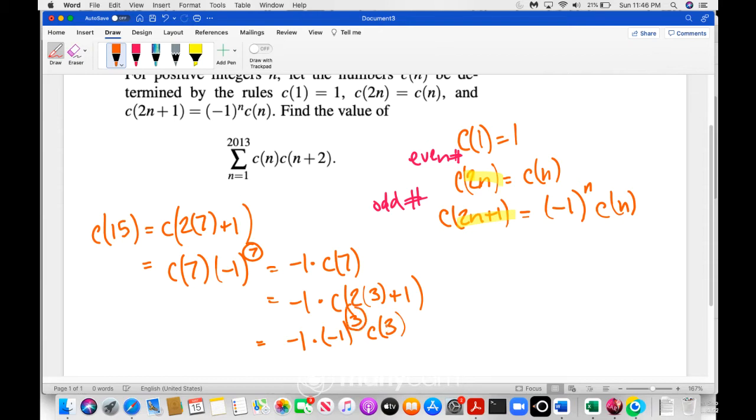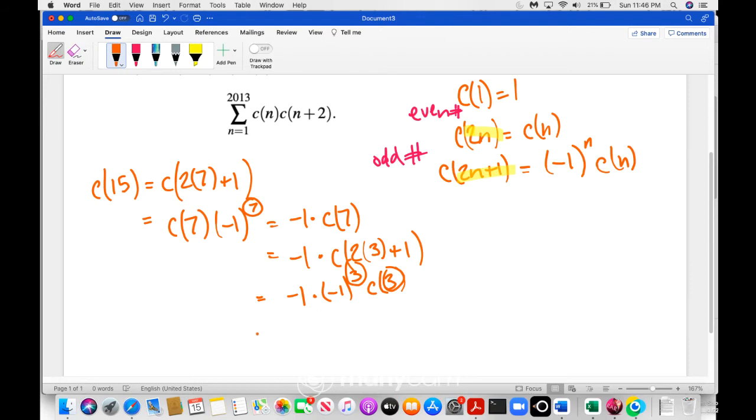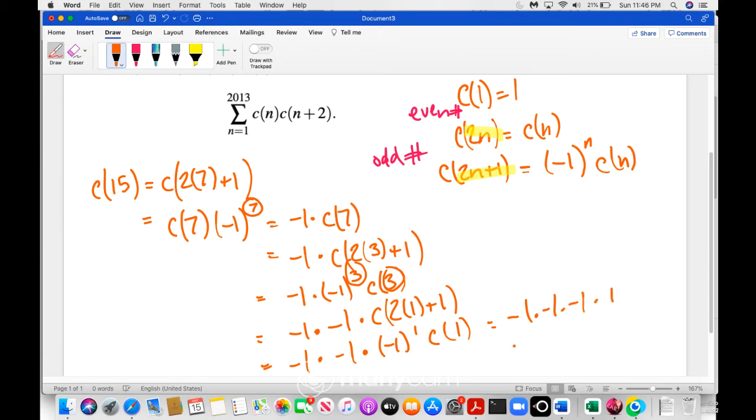Notice that these match up. The 3 matches up with that 3. And negative 1 is again to an odd power, so this is negative 1 times negative 1 times c of 3, but again 3 can be written in the form 2n plus 1. So we get negative 1 times negative 1 times, and since this is 1, negative 1 to the 1st power times c of 1. But c of 1 is defined to be 1, so this is just negative 1 times negative 1 times negative 1 times positive 1, which is negative 1 cubed, which is negative 1.